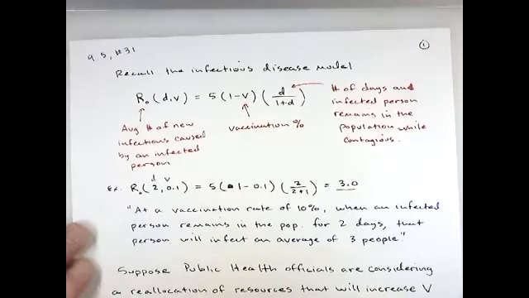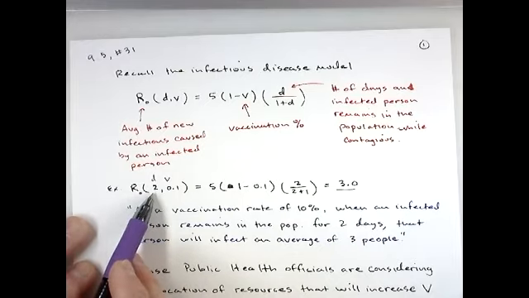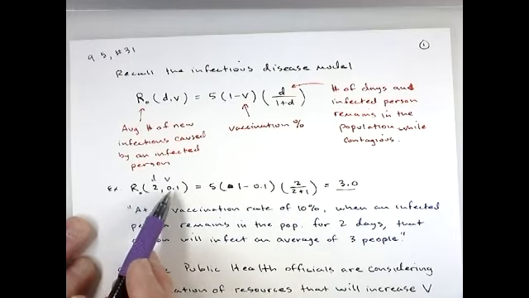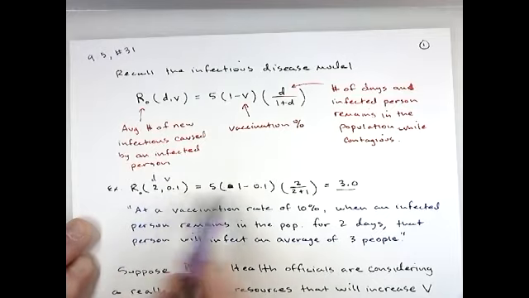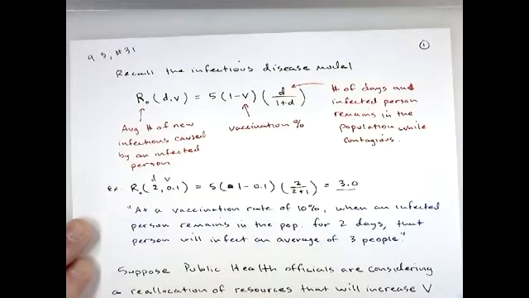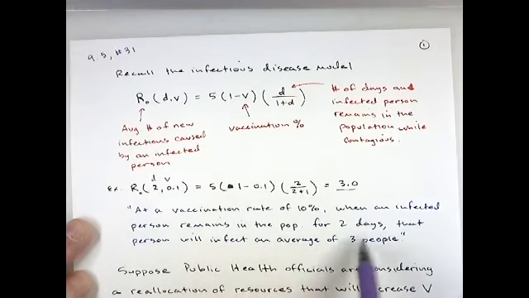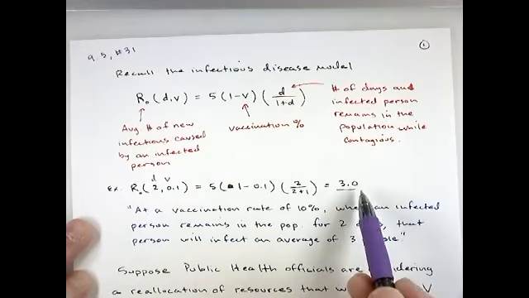Okay, so for example, let's say our R naught value, if D is 2, so if a contagious person is in the population for an average of 2 days, and if our vaccination rate is 10%, and you plug that in here, you're going to get an R naught value of exactly 3. So what that says, at a vaccination rate of 10%, when an infected person is in the population for 2 days, that person will infect an average of 3 people.